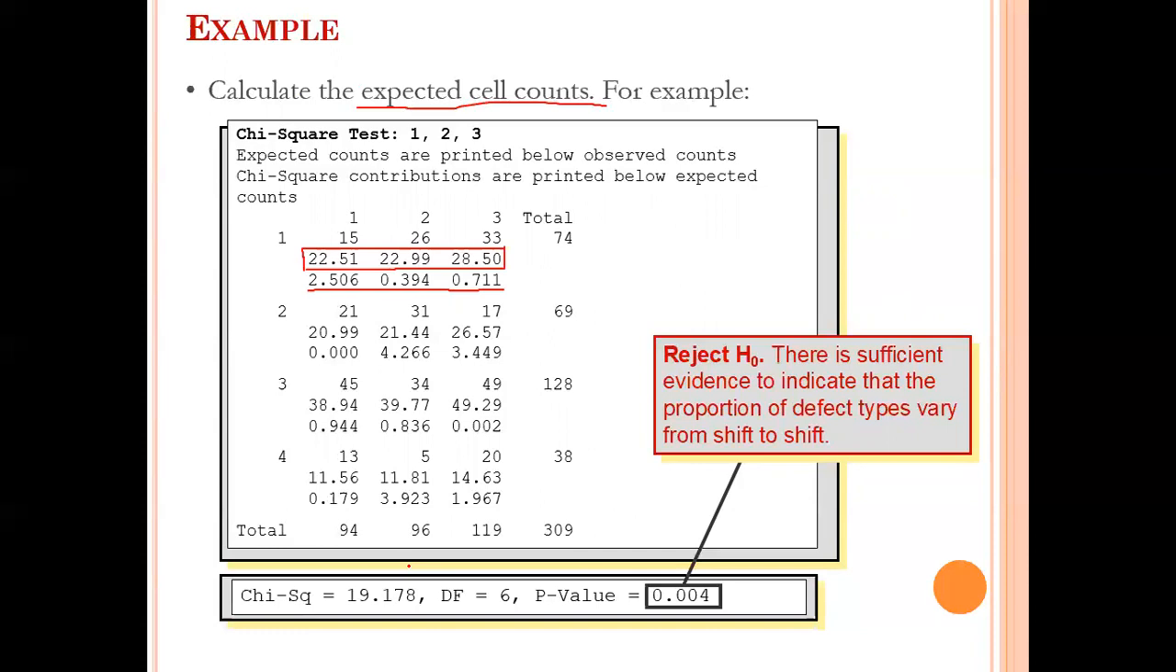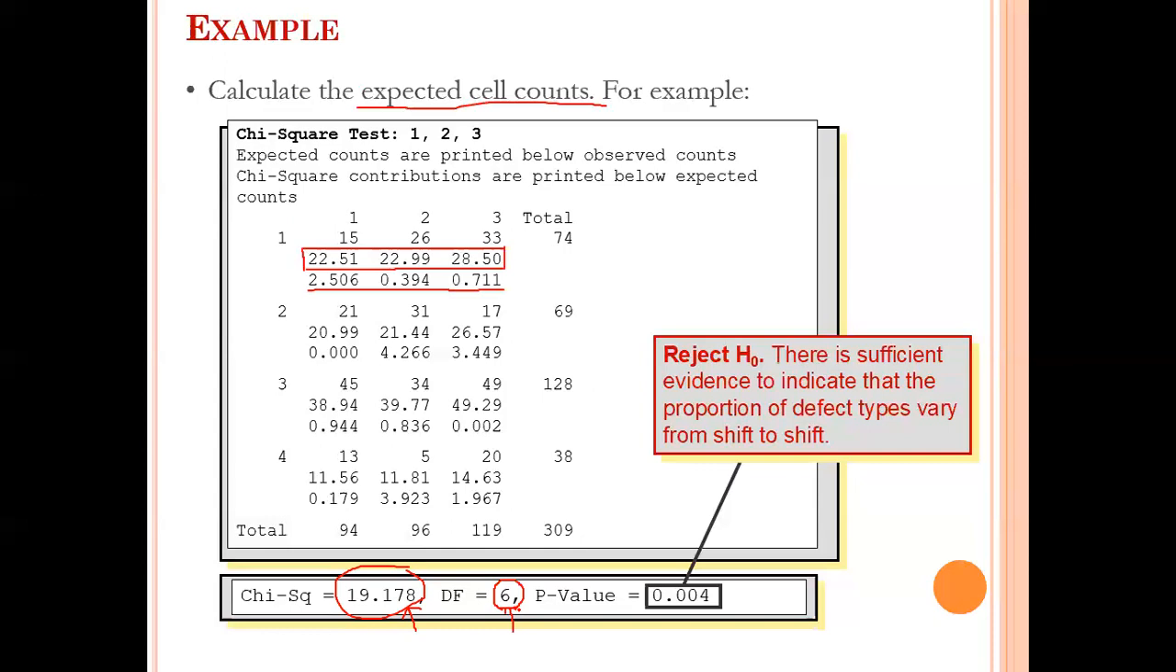For example, let's say the test statistic that you get is 19.178. Okay, if you round it to 2 decimal places, that is 19.18. So the test statistic you get is 19.18 and the degree of freedom you get is 6. So you can also refer to the chi-square table and try to find the p-value that is approaching the value 19.178 with the degree of freedom of 6.